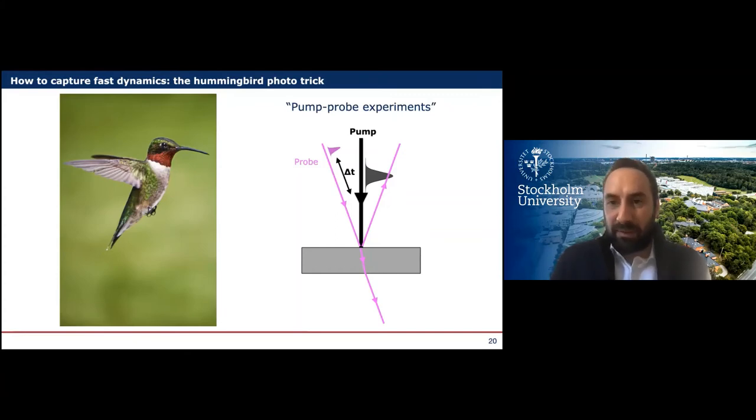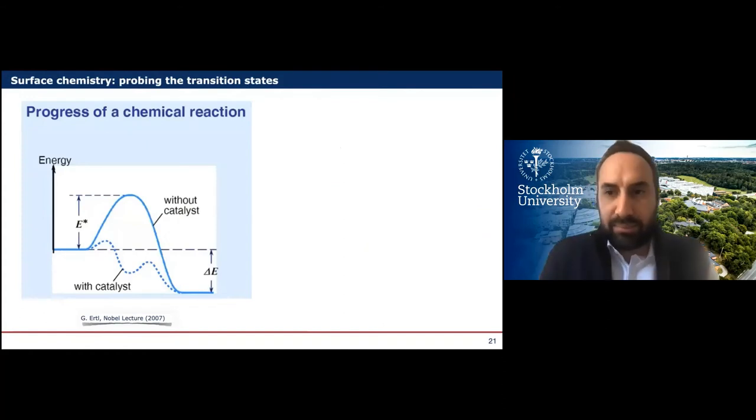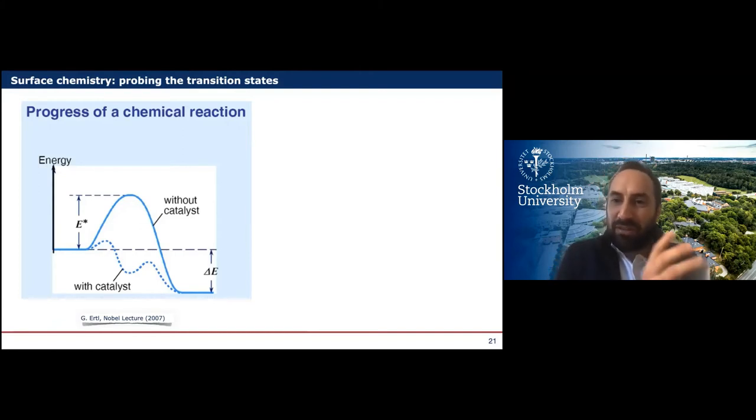One of the key experiments done at the LCLS was to try to probe a chemical reaction. I apologize if there are chemists or chemical physicists in the audience, but I'll try to explain this. Basically, this is one of the simplest ways to picture a chemical reaction. You have some molecules in some state, and you want to make them react and create something else. The final state may very well have a lower energy, but there's a barrier between going from one state to the other.